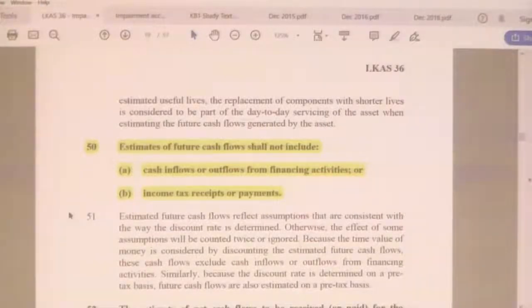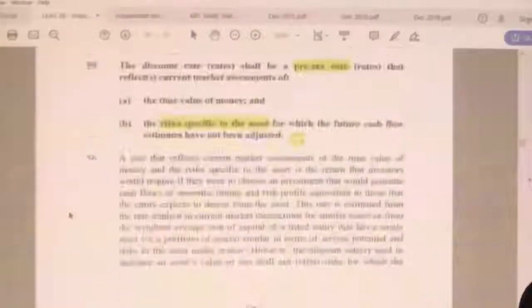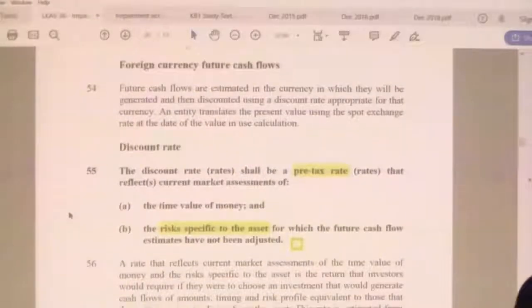Fine. So when you calculate future cash flows, these are the relevant paragraphs, right? With that, go to the discounting factor. Discounting factor is explained in paragraph 55. Para 55, discounting factor.